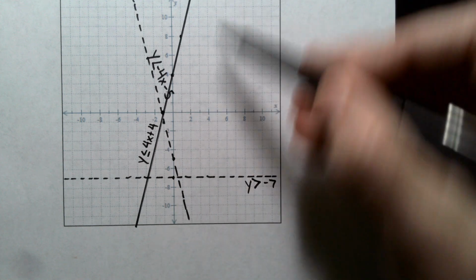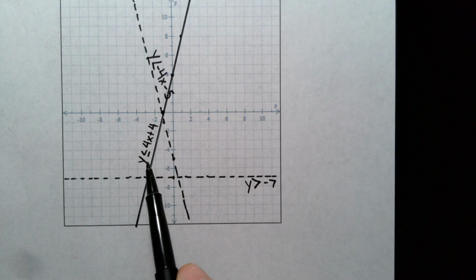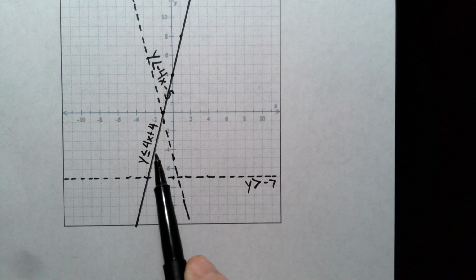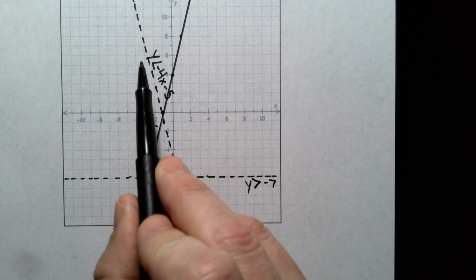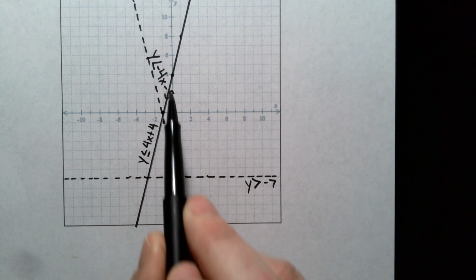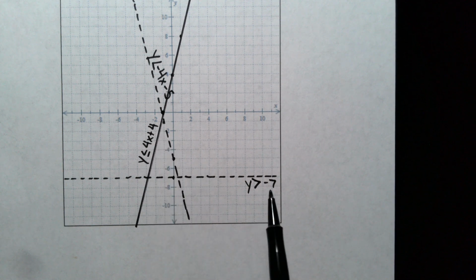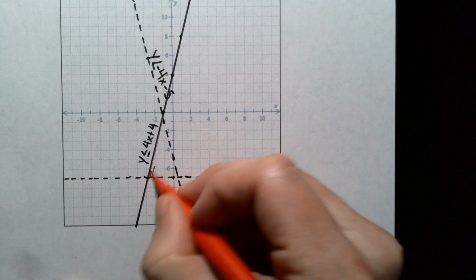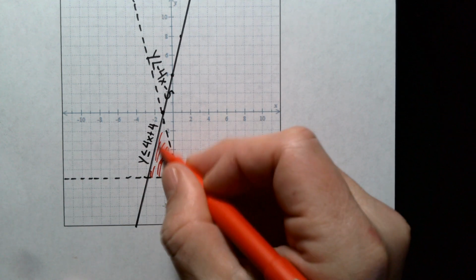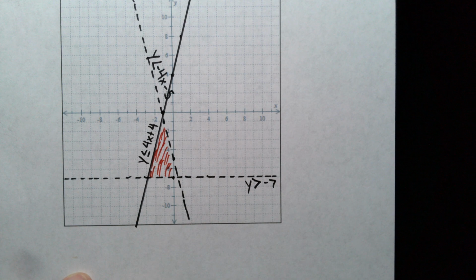Okay, here's the solid line, and this says y is less than or equal to 4x plus 4, so below this line. Also, y is less than -4x minus 5, so below this dotted line, so below both of these, and above this one because it's greater than -7. So my shaded area in my solution set is this little triangle right here. And that's it.